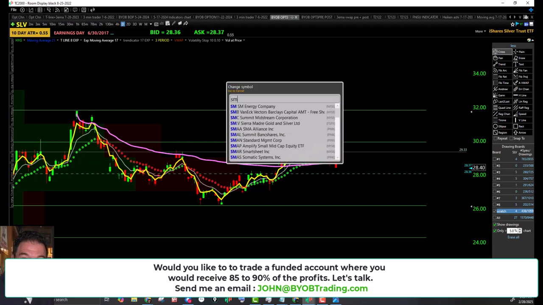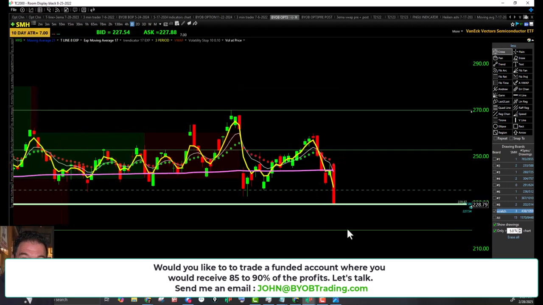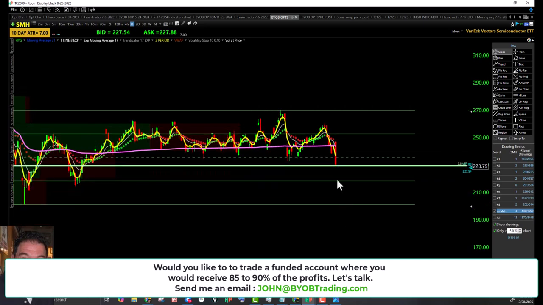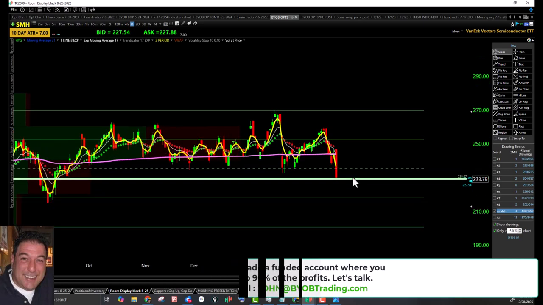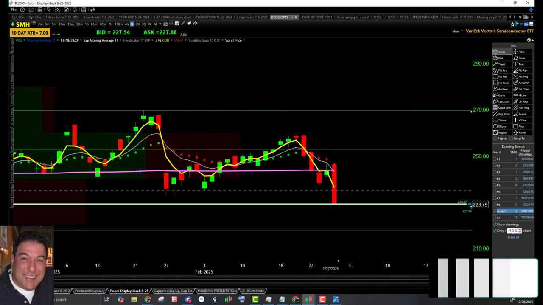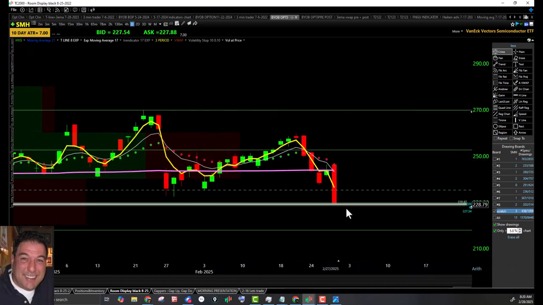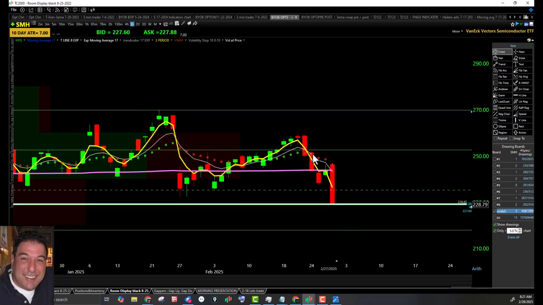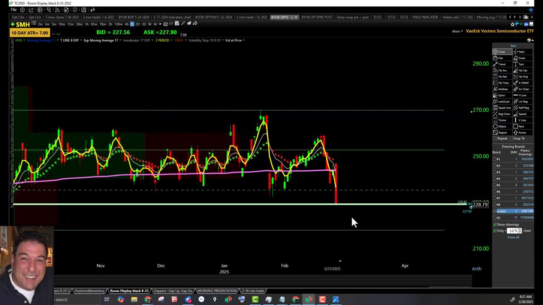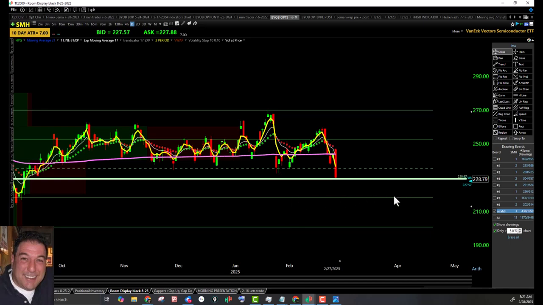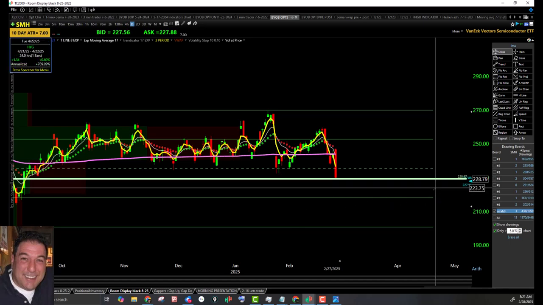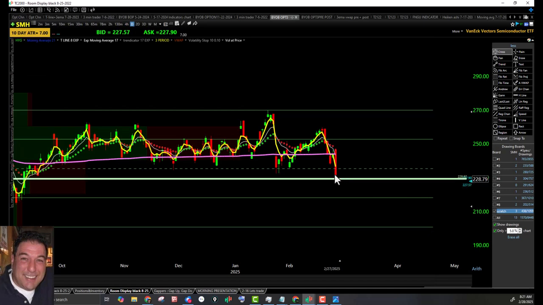Let's take a look at SMH. SMH, neutral right here. You can see they're no longer in the upper third, no longer in the upper quadrant. They're actually below the midpoint. SMH got a higher high and a lower low, closing underneath the bearish trap, underneath the 17. About to break into bearish territory if they get down here into the lower third. All right, so just neutral right through here on SMH.